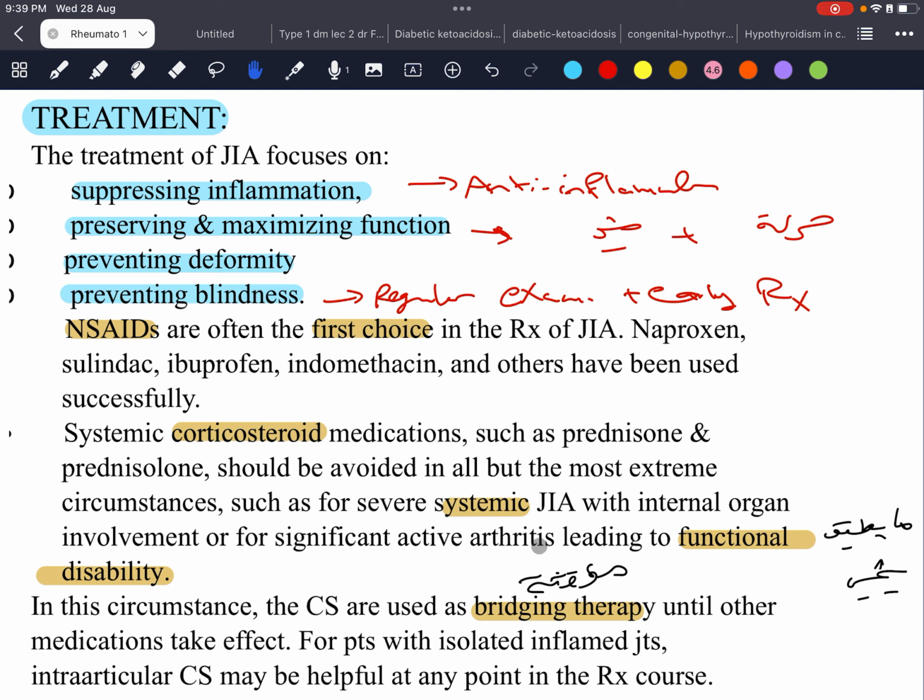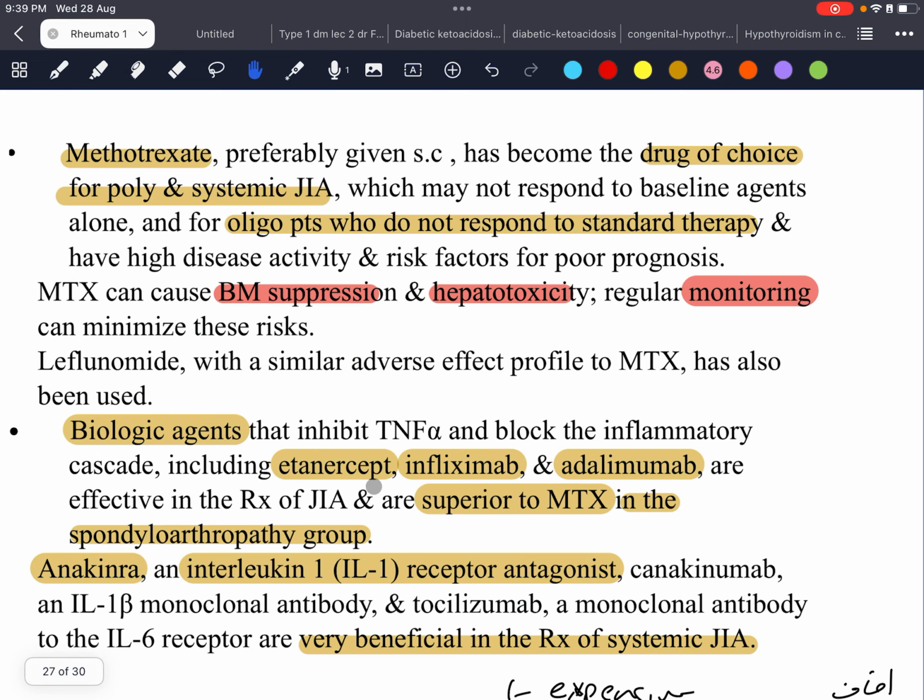When starting the corticosteroid, you have to start other medications like methotrexate, which is the drug of choice for polyarticular and systemic juvenile idiopathic arthritis, and even for oligoarthritis that is resistant to the usual standard therapy, which is non-steroidal anti-inflammatory drugs. So in resistant oligo, systemic, and polyarticular arthritis, the drug of choice is methotrexate. It has side effects like bone marrow suppression and hepatotoxicity. Don't forget to give it alternately with folic acid.